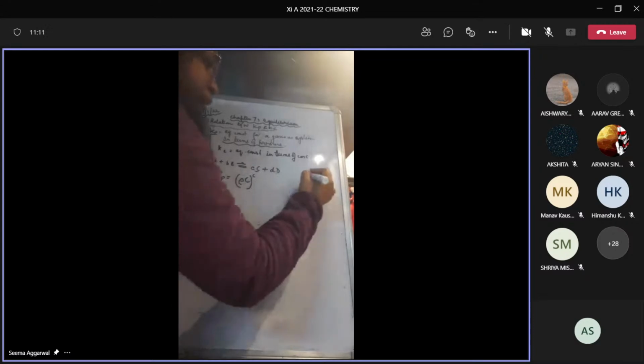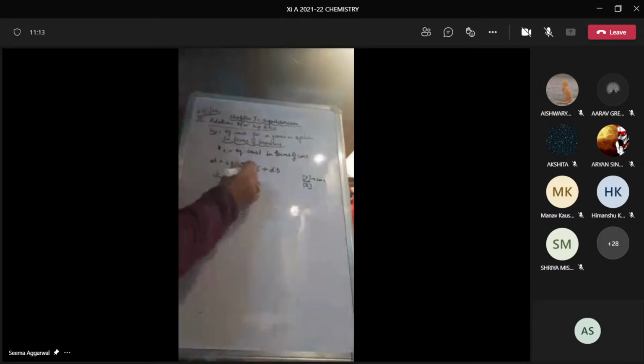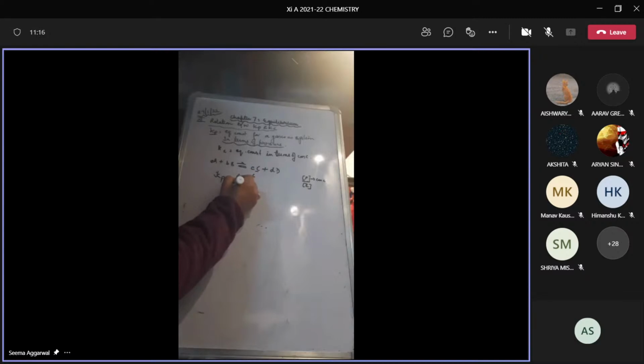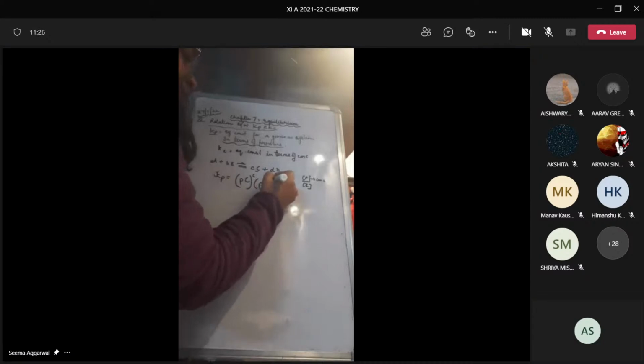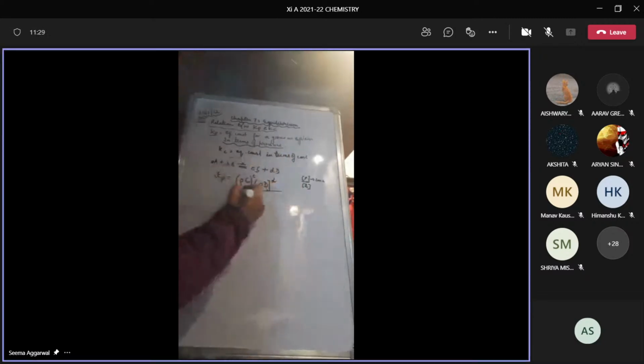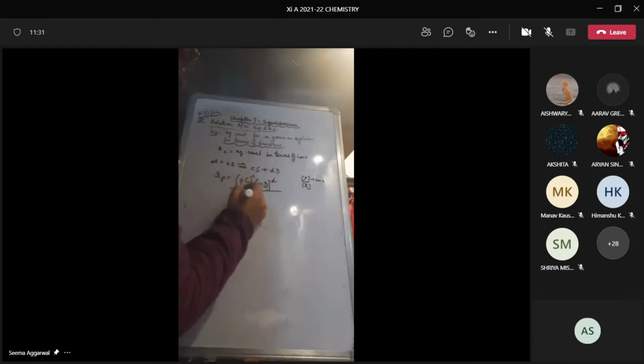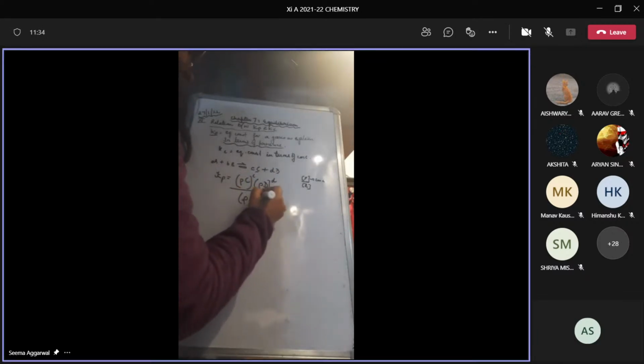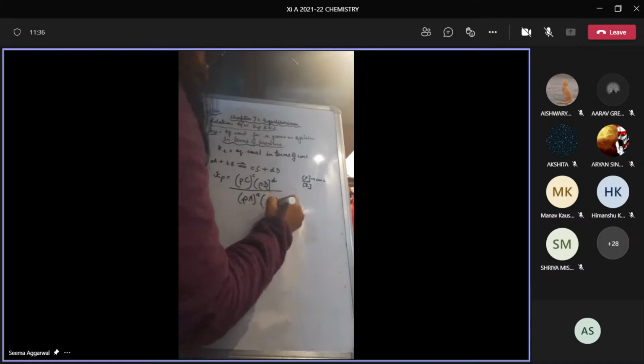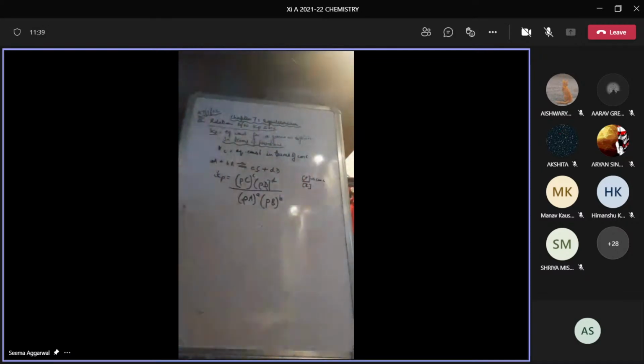Square bracket means concentration, but here I am taking partial pressure of C. C is a part of the mixture, so I am taking partial pressure of C raised to the power stoichiometric coefficient into partial pressure of D raised to its power, partial pressure of A raised to the power a, partial pressure of B raised to the power b. Is the point clear? So instead of concentration, I am writing in terms of partial pressure.